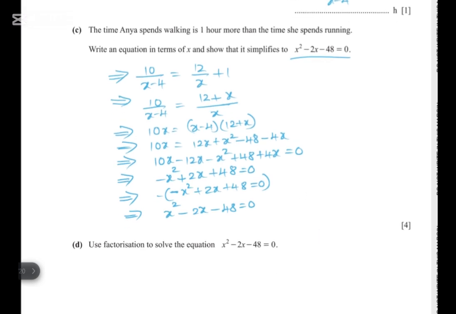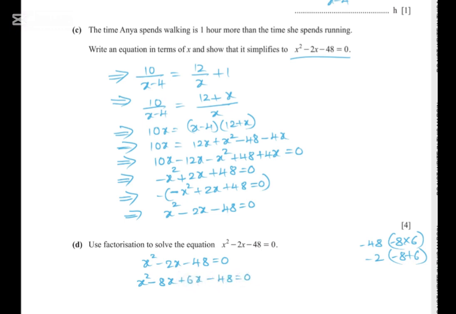Question number D. Use factorization to solve the equation. Now you have to solve this using factorization. Whenever you are doing factorization, you need to see the middle term and the constant term. Find two numbers for which the middle term should be the sum and the constant term should be the product. So minus 48 and minus 2. For this you can take minus 8 into 6 is minus 48, and minus 8 plus 6 is minus 2. So minus 8 and 6 are those two numbers. x square minus 8x, instead of minus 2x we split the middle term: minus 8x plus 6x minus 48 is equal to 0.